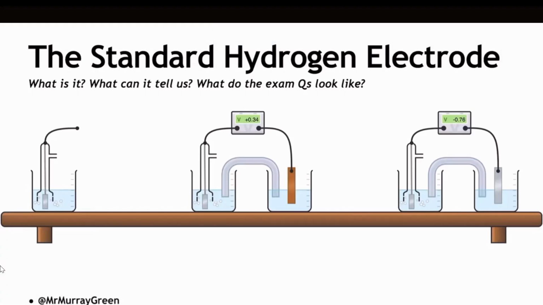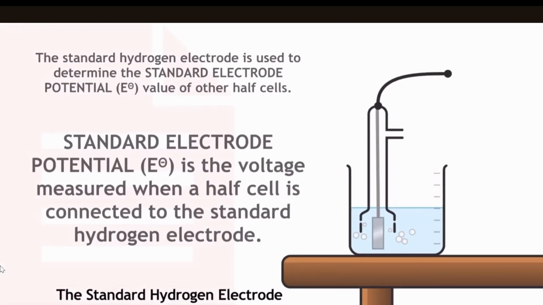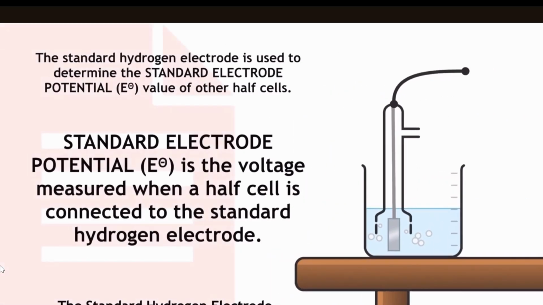The standard hydrogen electrode is used to determine the standard electrode potential of a half cell. By definition, standard electrode potential is the voltage measured, or EMF we can say as well, when a half cell is connected to the standard hydrogen electrode. The standard hydrogen electrode is occasionally also called the standard hydrogen half cell.